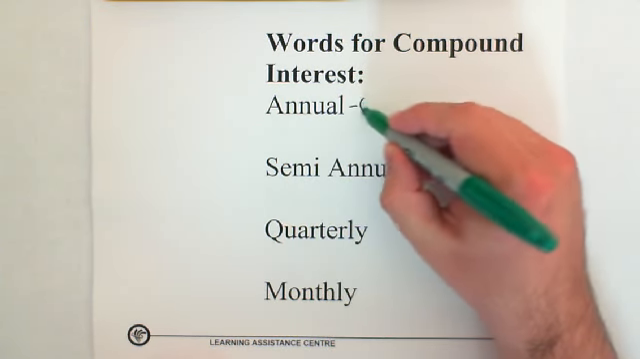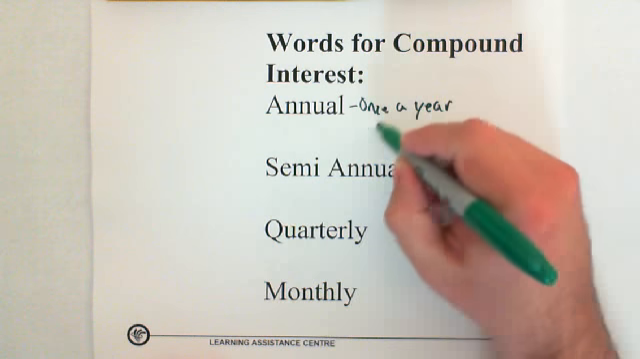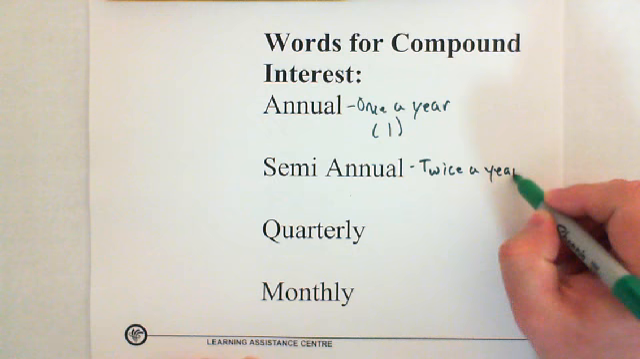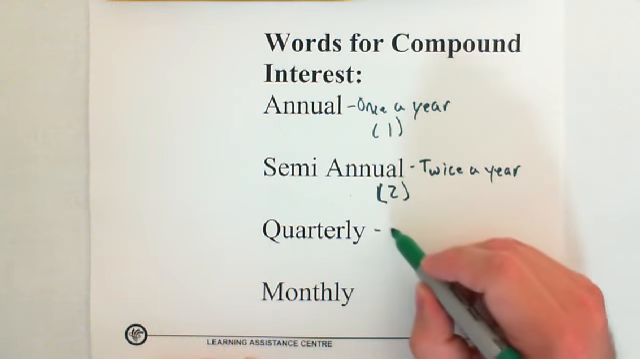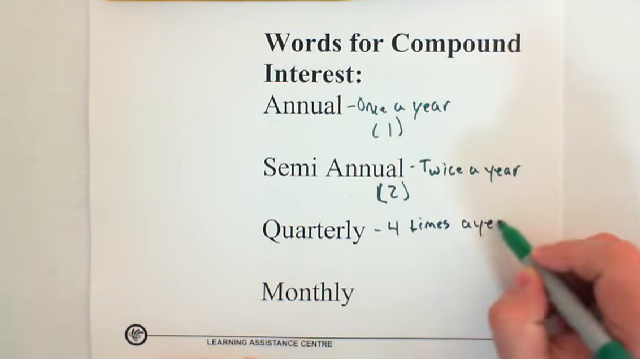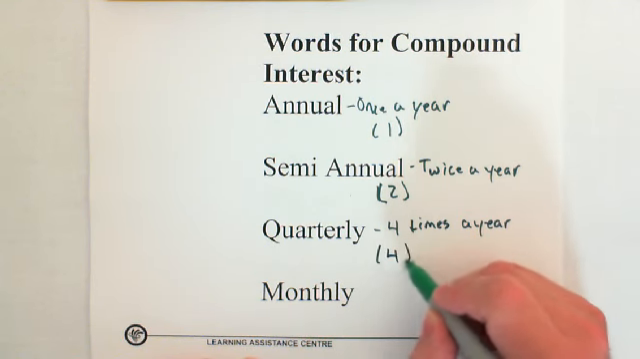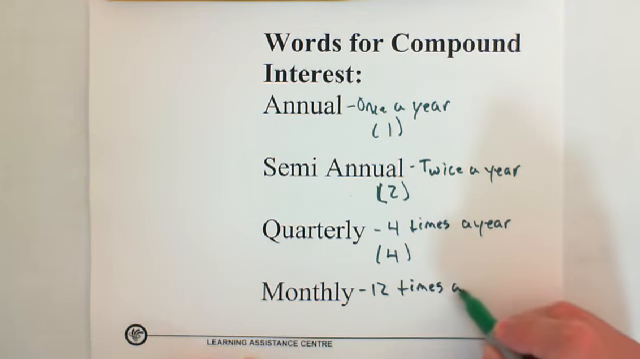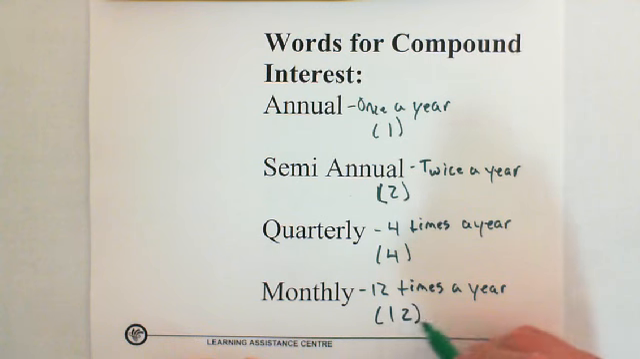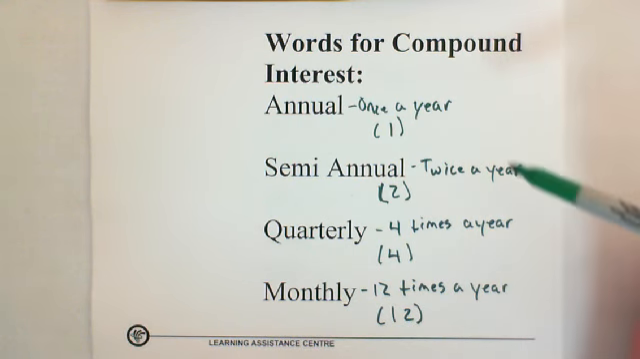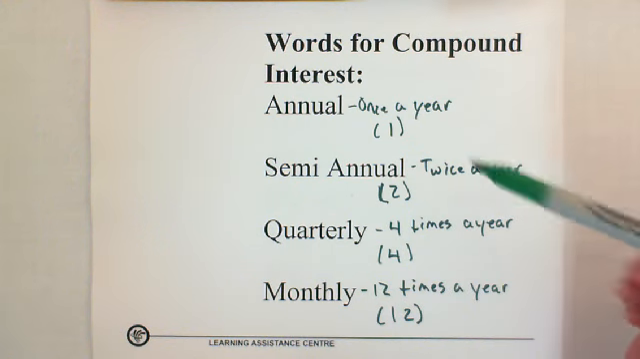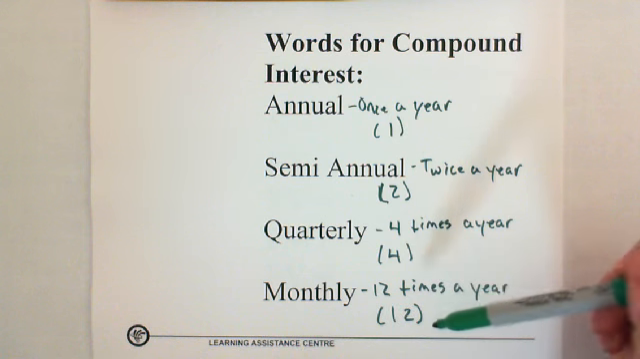Well, annual, once a year, or 1. Semi, we're looking at twice a year, so 2. And then quarterly, we're looking at 4 times a year. So 4. And monthly, we're looking at once a month, or 12 times in a year. Okay, so then these are our words for compound interest: annual, semi-annual, quarterly, and monthly. And of course, annual is once a year, semi-annual is twice a year, quarterly is 4 times a year, and monthly is 12 times in a year.